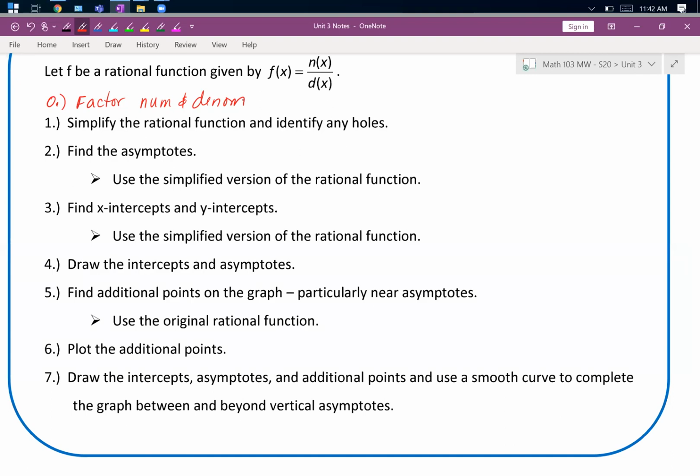Then we're going to draw the intercepts and asymptotes. And then we're going to need to find additional points on the graph, particularly near the asymptote. So we're just going to make an XY chart. Be sure when finding these points, though, that you use the original rational function and not the simplified version. We're going to plot the additional points. We will draw in our intercepts, asymptotes, any additional points, and then use a smooth curve to connect the dots.